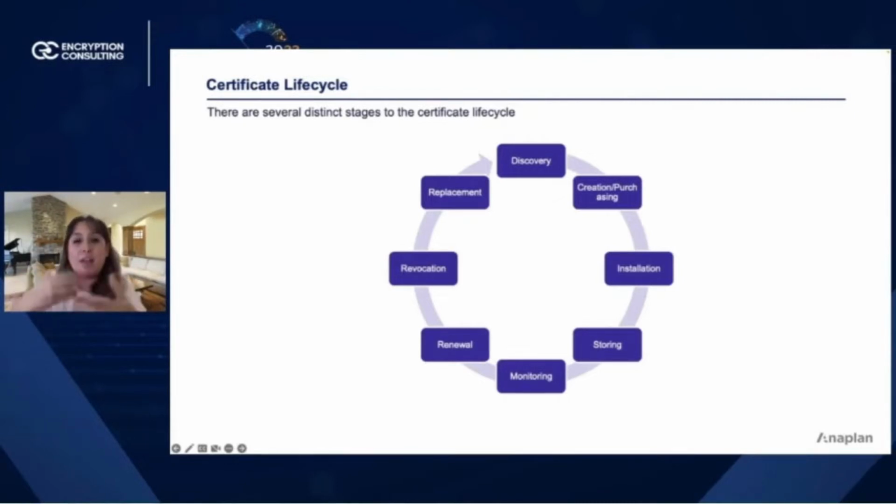Then we have the other stage: creation and purchasing. In this stage, we have the CA. The CA creates the certificate, or a user can also purchase a certificate from a trusted CA. While the certificate is made, the public key, CSR, and personal identifier information are sent to the CA to be created with all of this information.